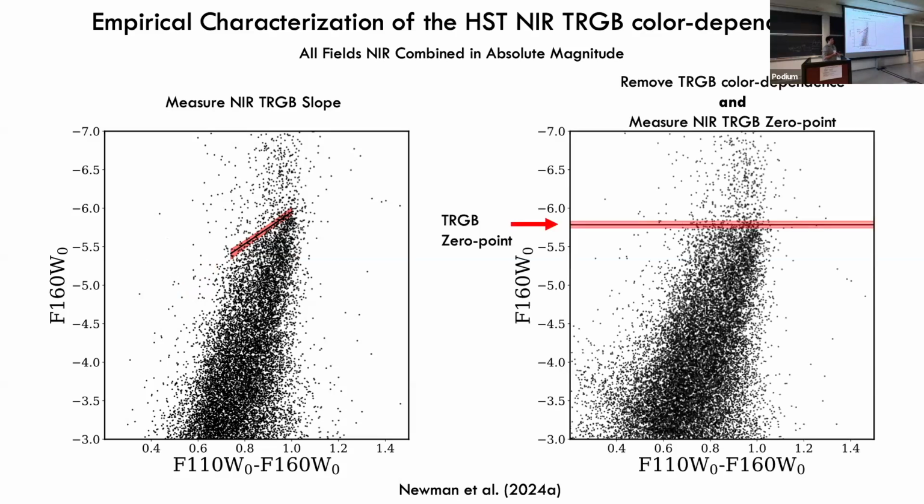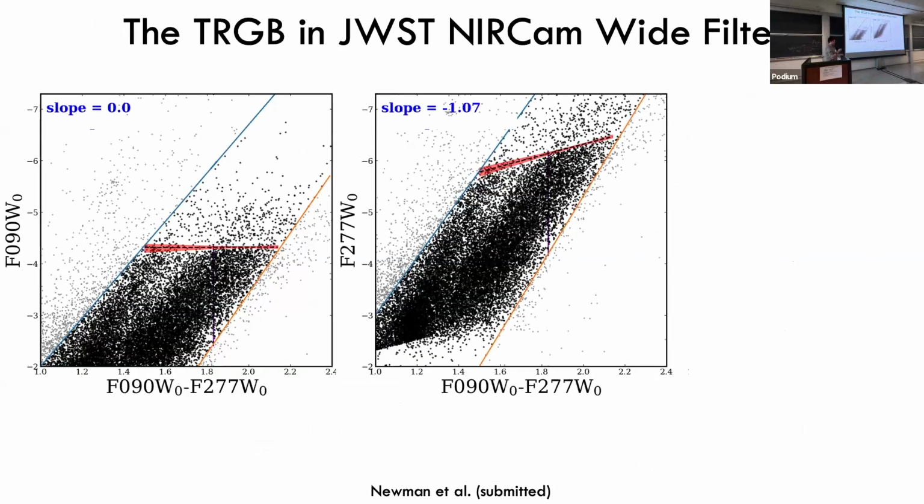After measuring the slope, we can then remove the color dependence such that all stars at the TRGB are now at the same magnitude. And then we measure the zero point, and this is our characterization of the tip of the red giant branch in the near infrared. Great. So now we've developed this method with HST, and we have a way to do this in JWST. And we did just that.